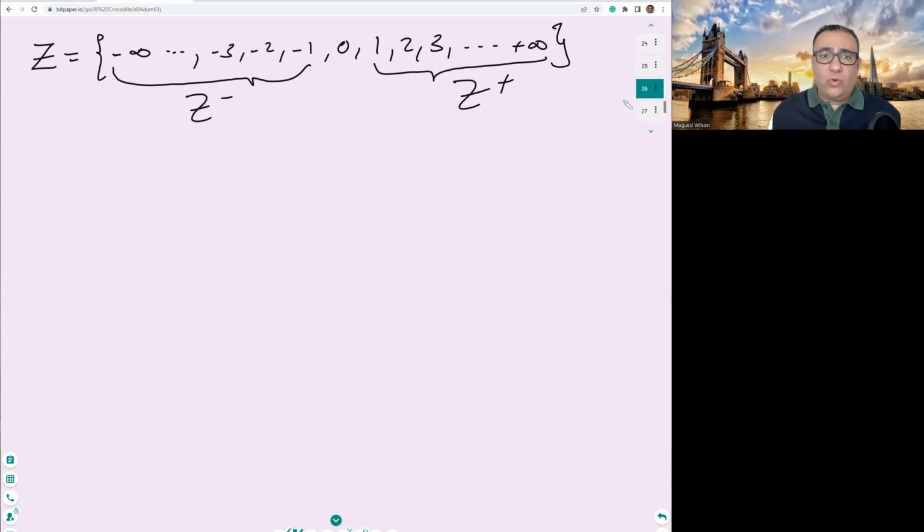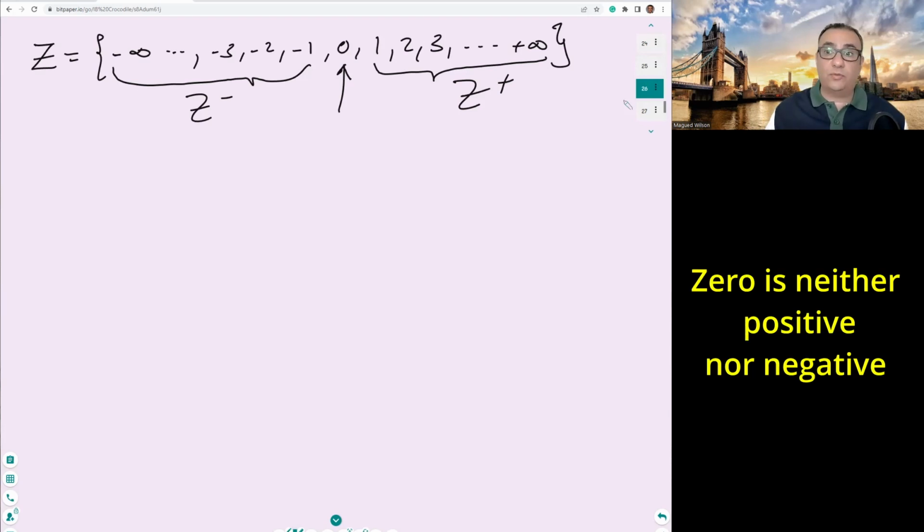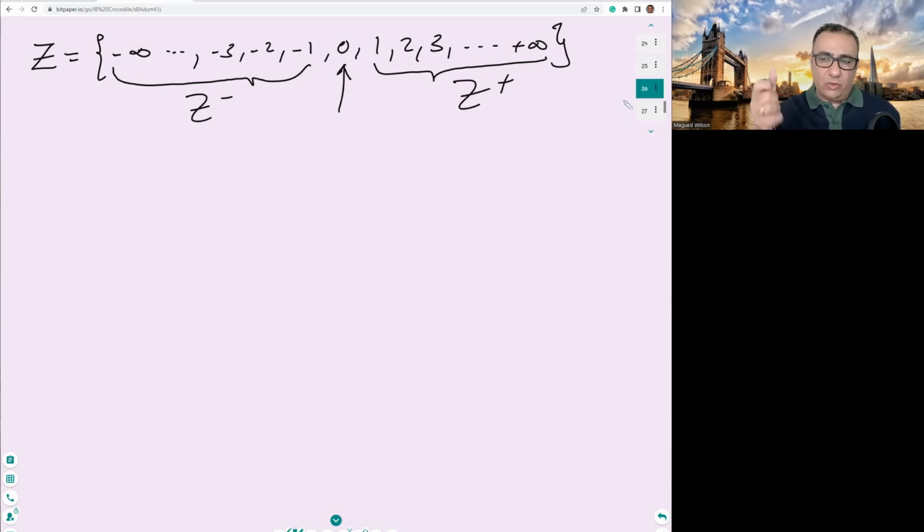Now how about 0? Why is it left in the middle? Because 0 is neither positive nor negative. That's why I could not put it with Z positive or Z minus. 0 is not negative, 0 is not positive. And that's why when I say the exponents of the polynomial function must be non-negative integers, I did not say positive, I said non-negative. What does it mean? Non-negative integers.